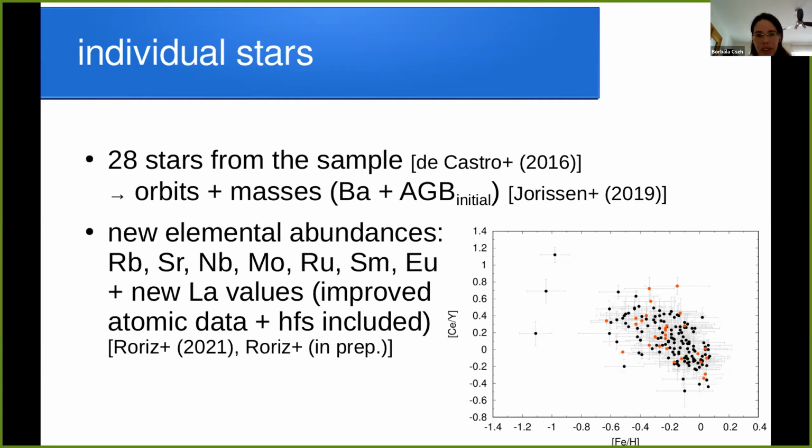To compare the individual stars with the models, new elemental abundances were also calculated for rubidium, strontium, niobium, molybdenum, ruthenium, samarium, and europium, and also new lanthanum values with improved atomic data, and with the hyperfine structure included, are presented for these stars. And you can find the details in these 2 papers by Michel Rollis. One is to be submitted very soon.